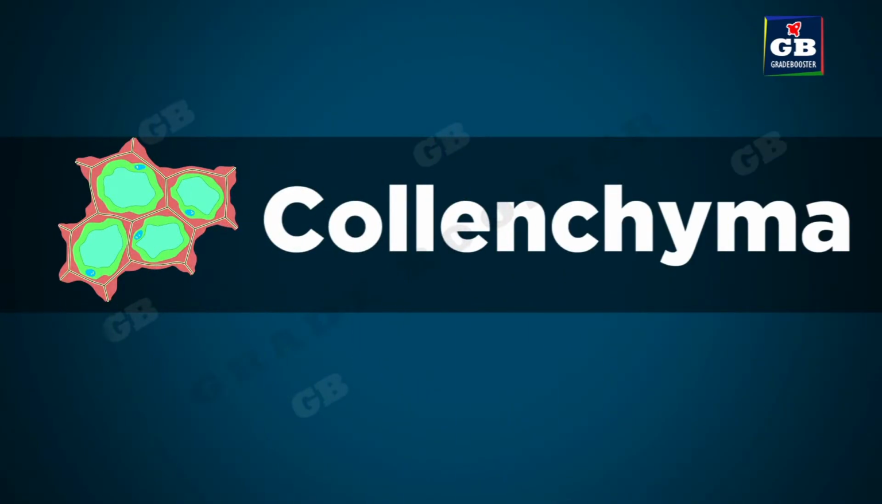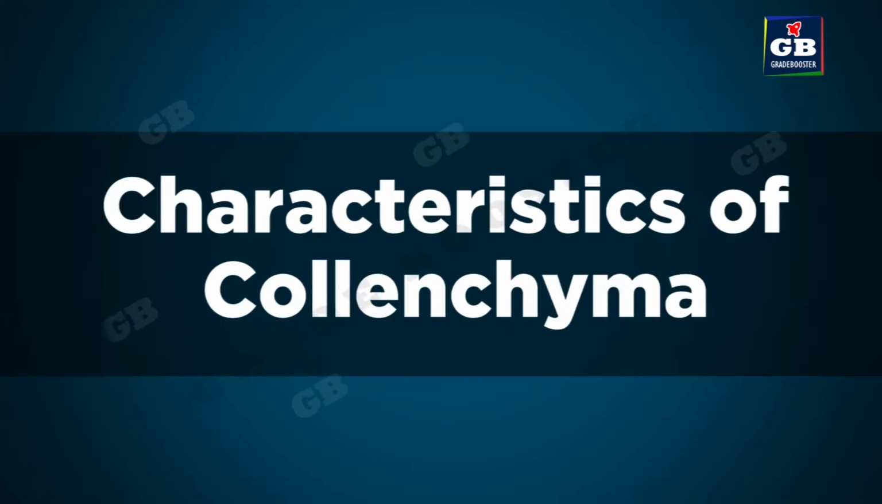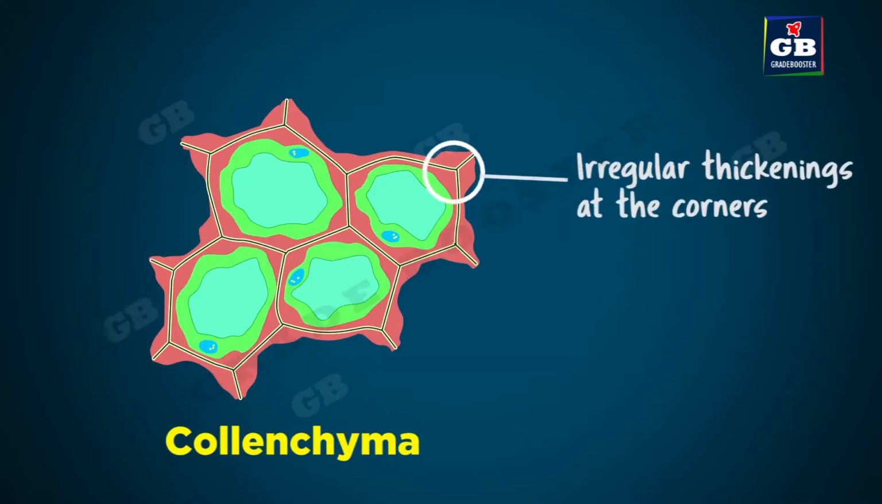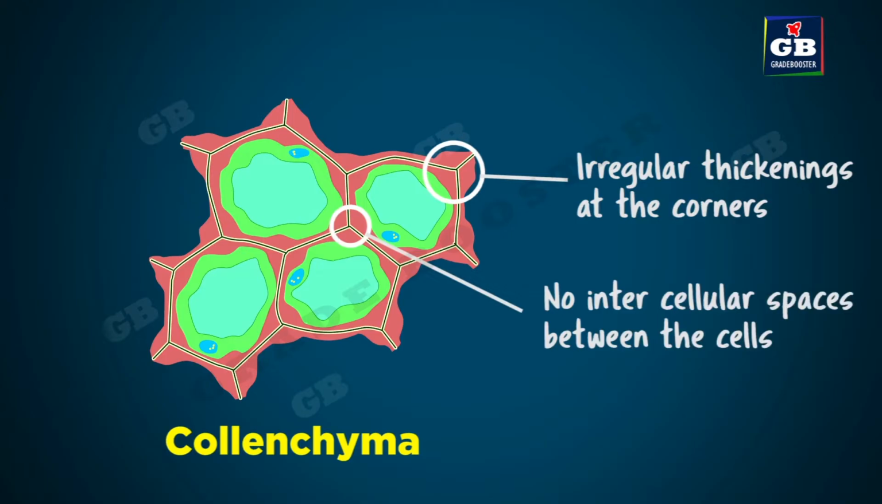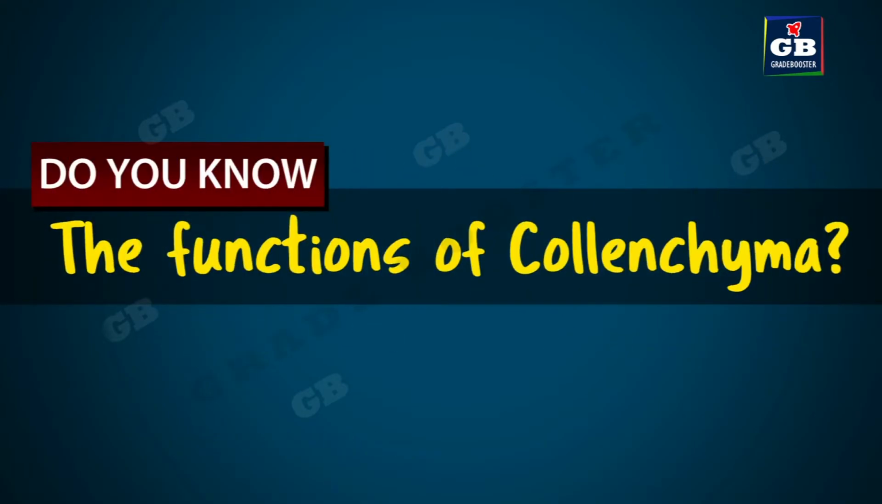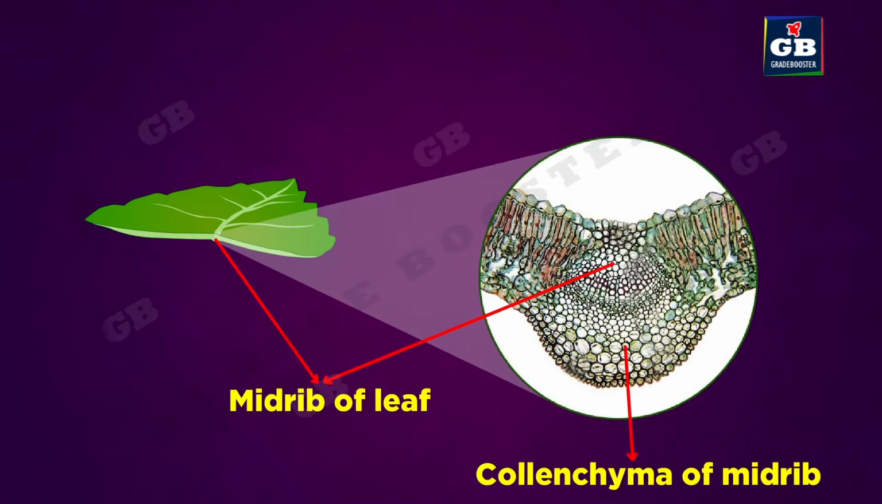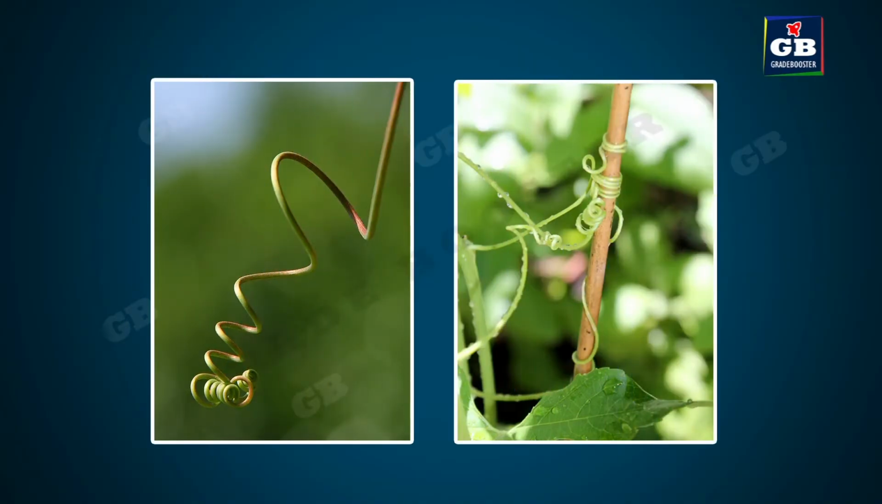Next, we see another type of simple permanent tissue called collenchyma. Characteristics of collenchyma. The cells of collenchyma are living cells. They are elongated cells with irregular thickenings at the corners. The intercellular space between the cells of collenchyma is very little. Now let's see the functions of collenchyma. It gives flexibility to plant parts like tendrils and stems of climbers without breaking. It also provides mechanical support.